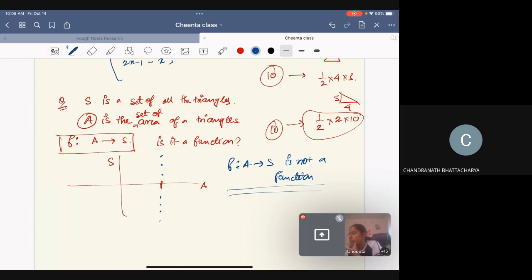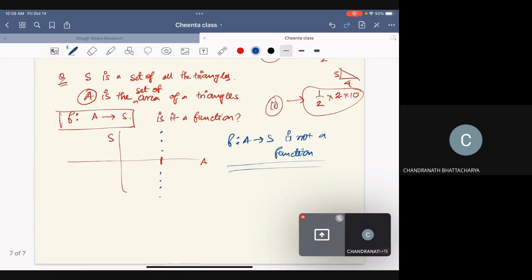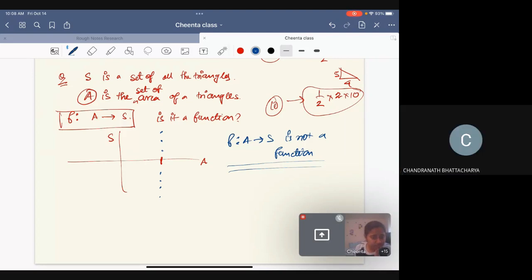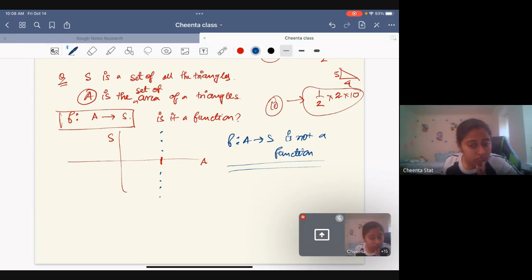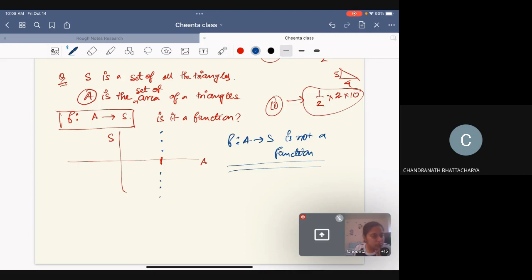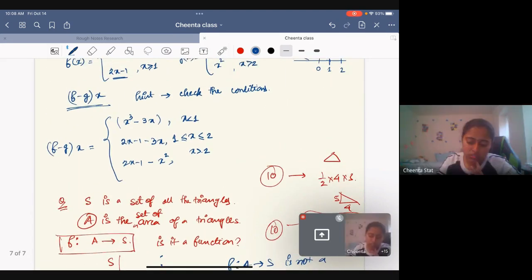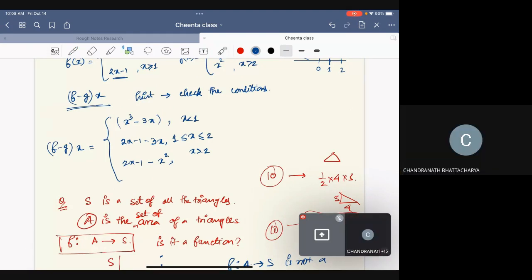Ma'am, what is the answer to the previous problem? Which previous problem? The f minus g of x. I wrote it now. This is the answer, ma'am. Okay, got it.